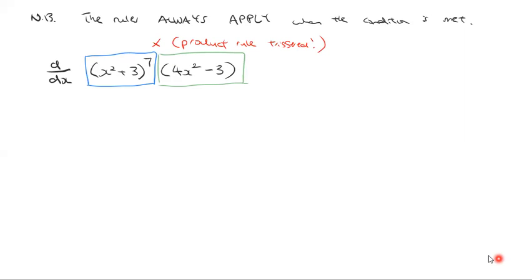So you might go, okay, let's say u equals (x squared plus 3) to the power 7. And we might say v equals 4x squared minus 3. All right. So the product rule needs me to work out what u dash is. So Tiffany, what's u dash? 7 in front. And then bracket x squared plus 3 to the power of 6. Yep.